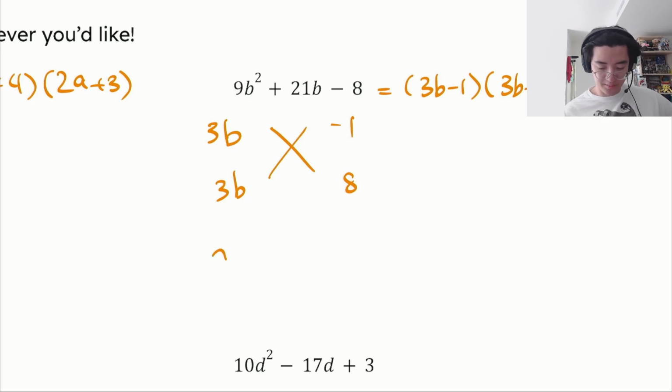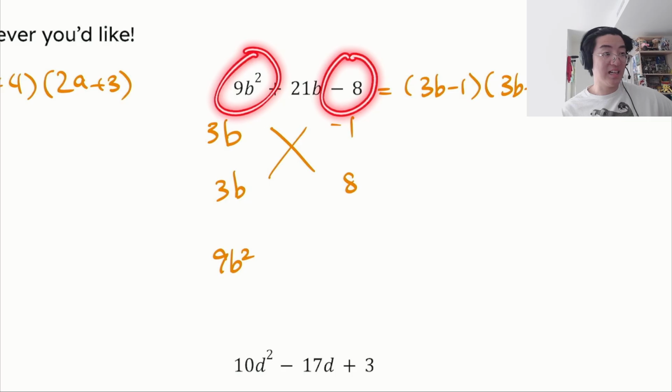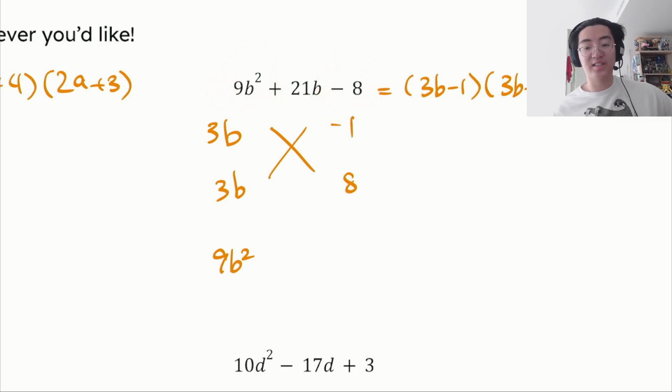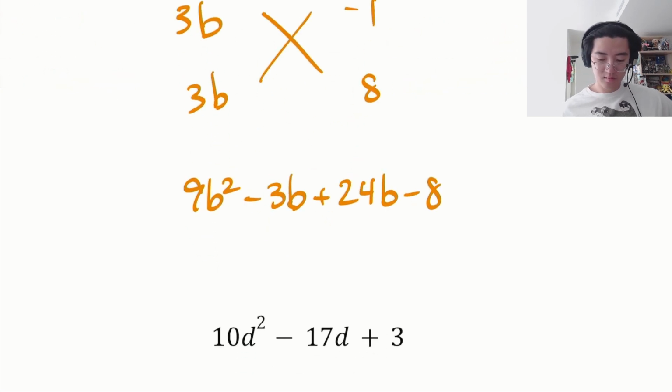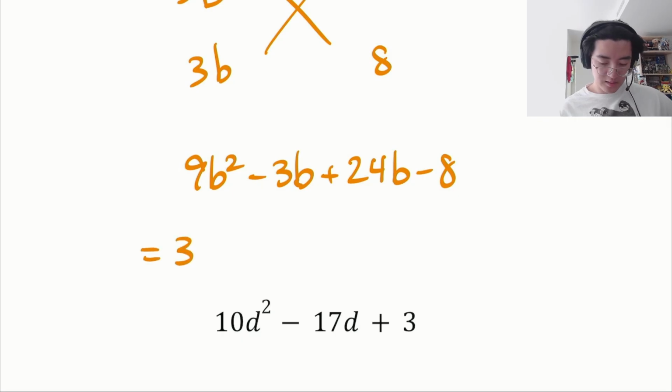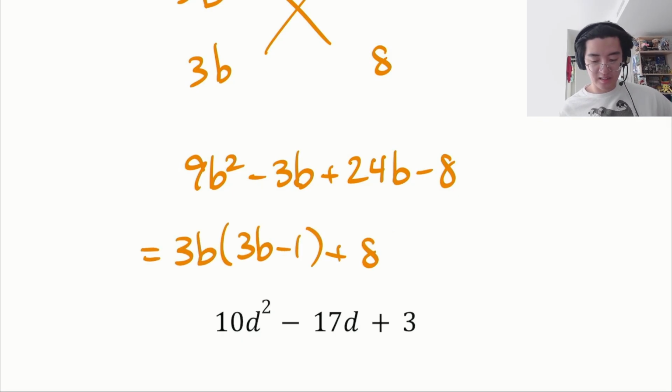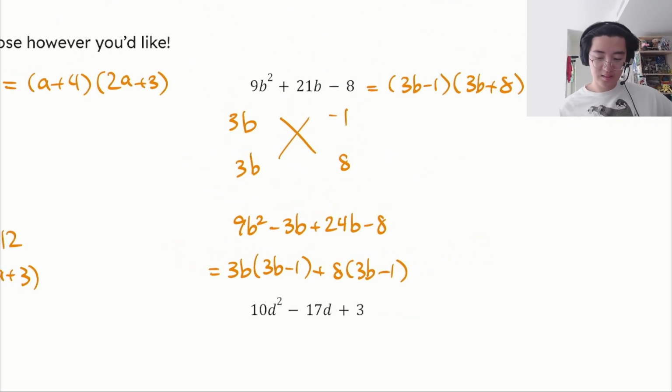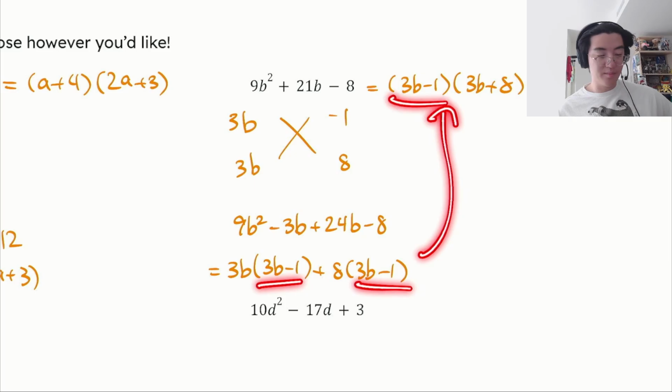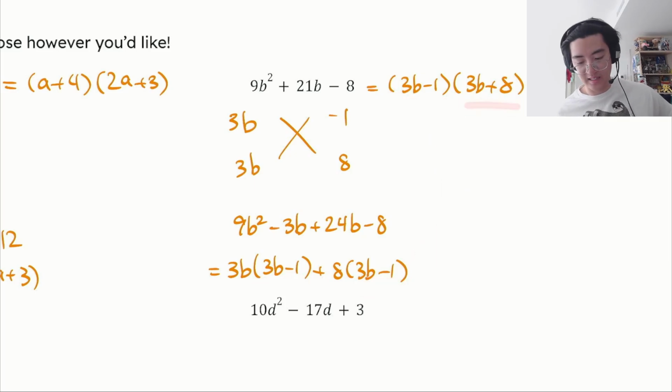Or I can use decomposition. 9 times negative 8 is negative 72. So two factors of negative 72 that add up to 21, which is negative 3 and 24. Factor out the 3b from the first set. Factor out the 8 in the second set. Right, factor out the 3b minus 1, and then we have 3b plus a left over.